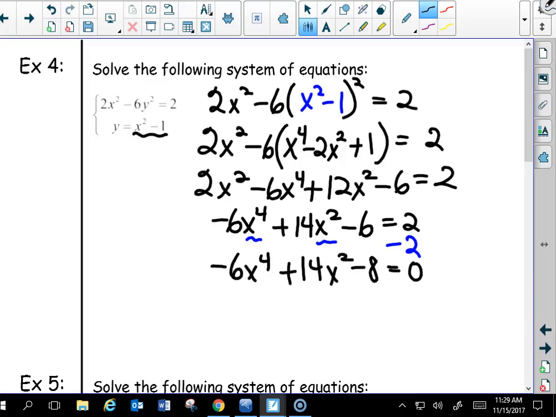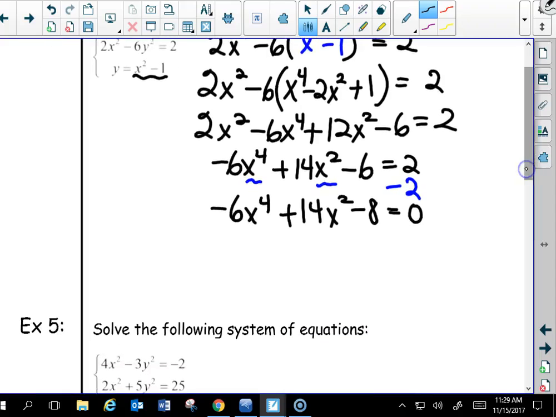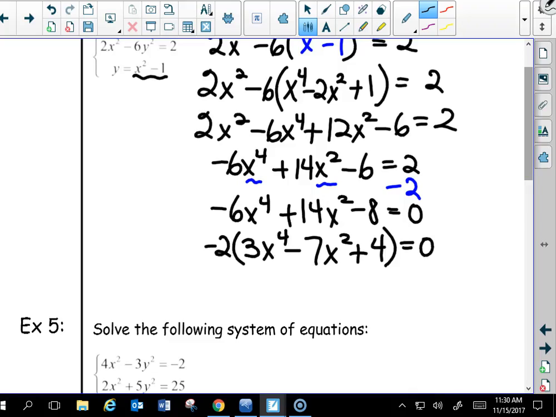I'm going to make this easy on myself. It looks like all three terms can be divided by a 2. I'm going to make it a negative 2 because I don't like factoring with the first term being negative. So negative 2. That gives me 3x to the fourth minus 7x squared plus 4 equals 0.